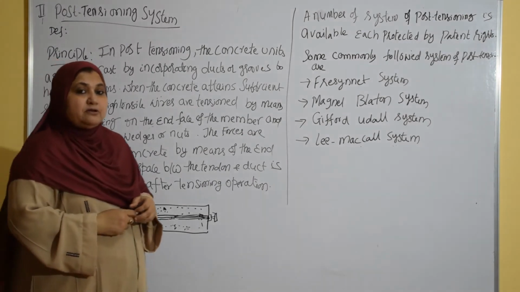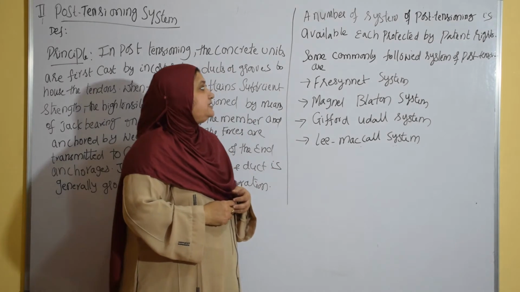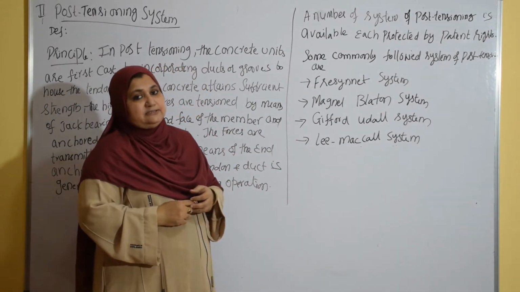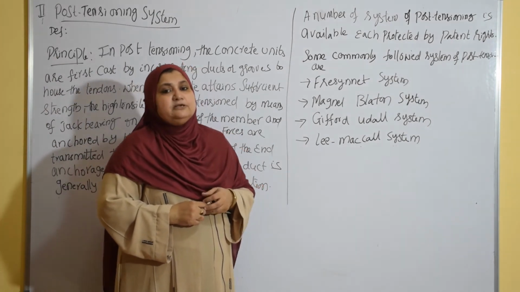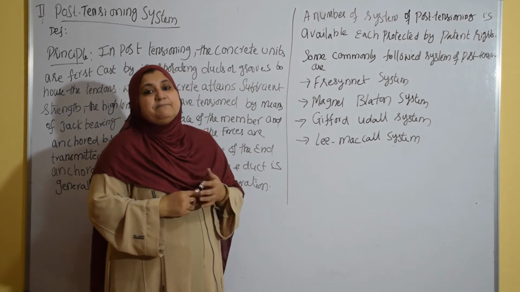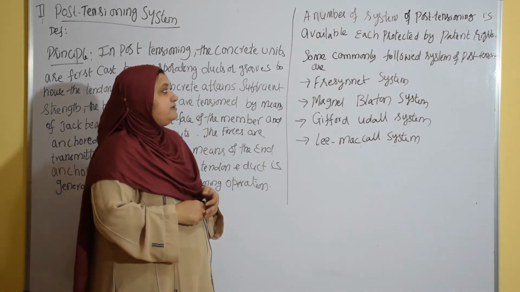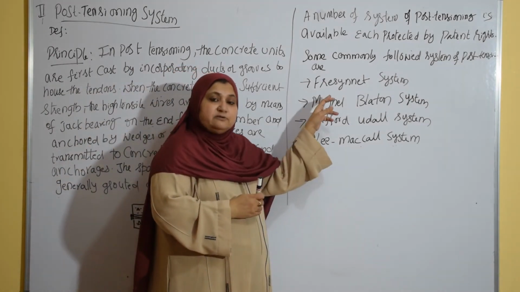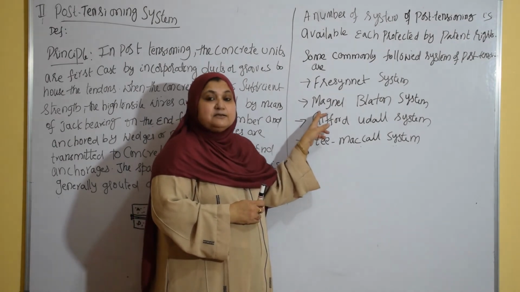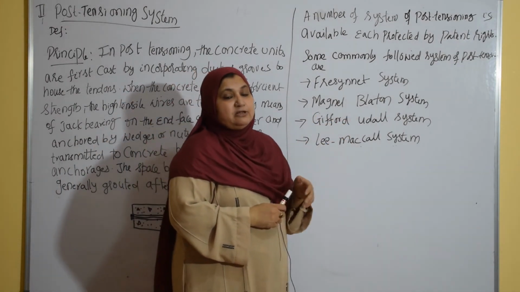Okay, so a number of systems of post tensioning are available. Each is protected by patent rights. Many are there, n number of them. They have protected them by patenting. Some commonly followed systems of post tensioning, the most common which we use, are the Freyssinet system, Magnel-Blaton system, Gifford-Udall system and Lee-McCall system.